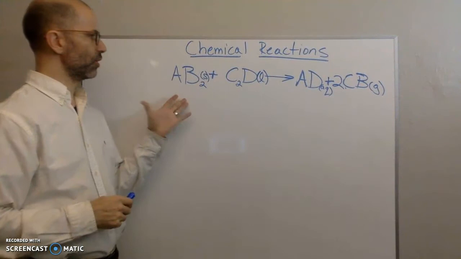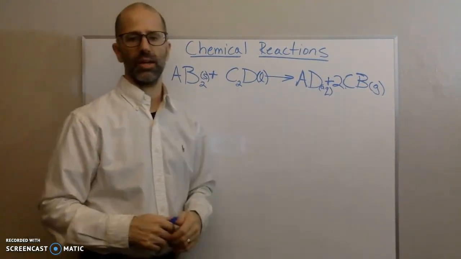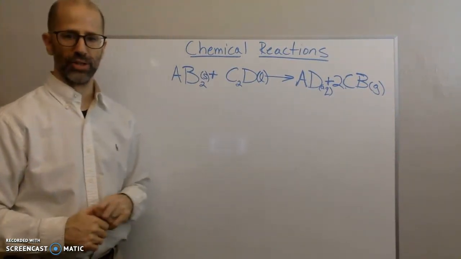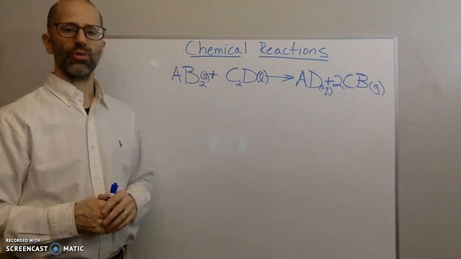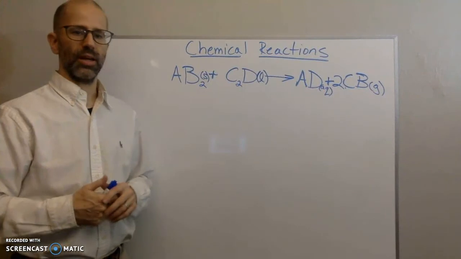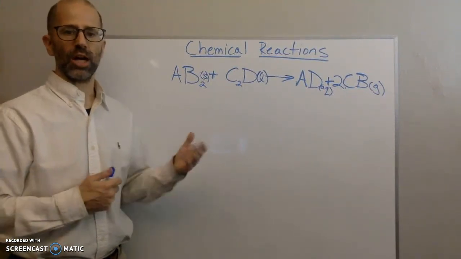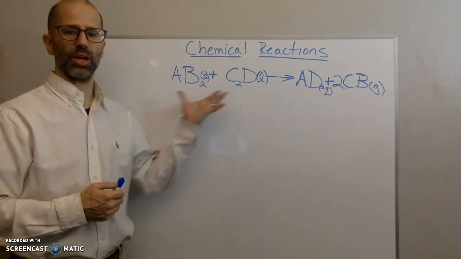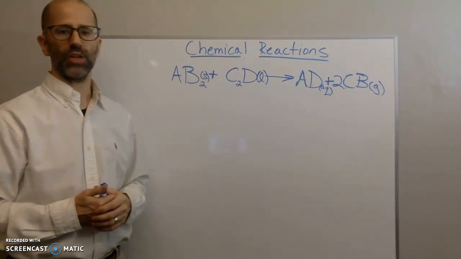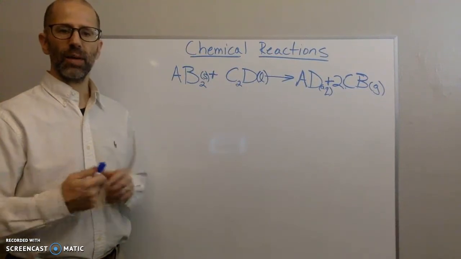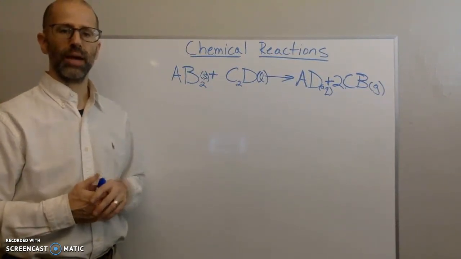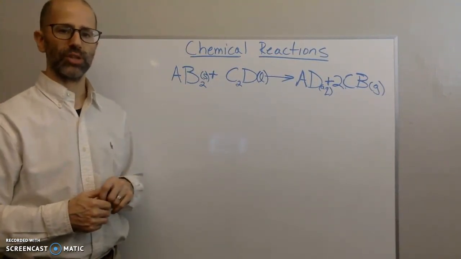And so this is how we represent our chemical reaction. This is a balanced chemical equation. And that's what we're going to be using when we're talking about chemical reactions. We're going to express them in the form of an equation. Okay, and then in the next couple of videos, we'll talk about how to balance your chemical equations.